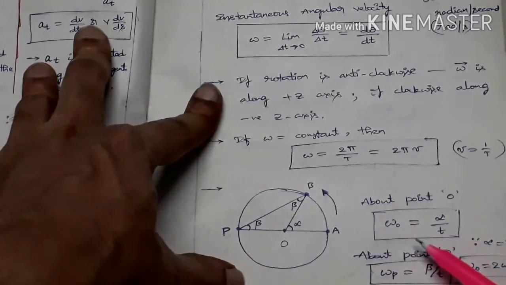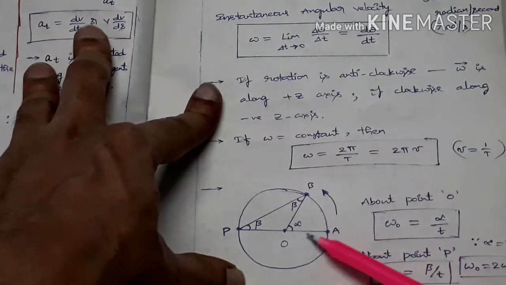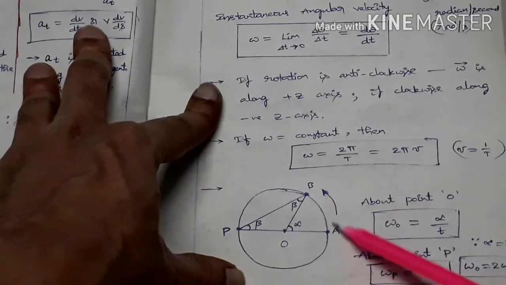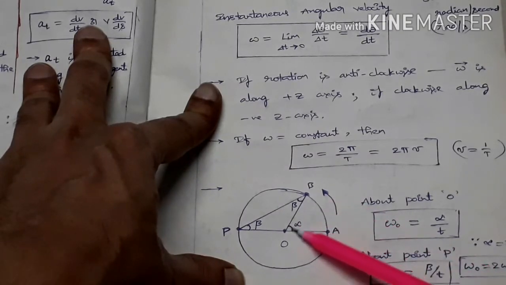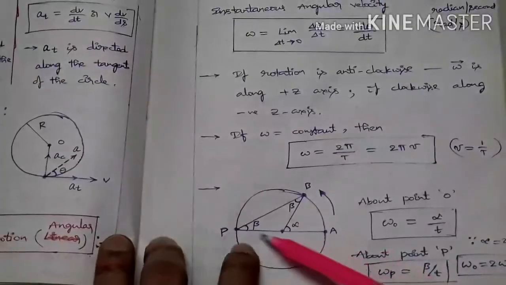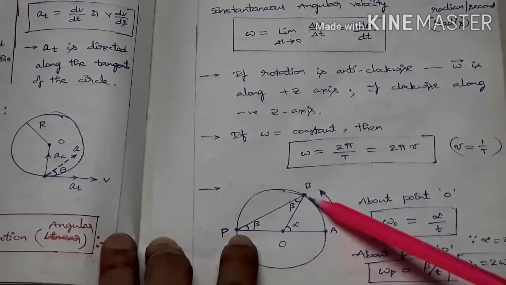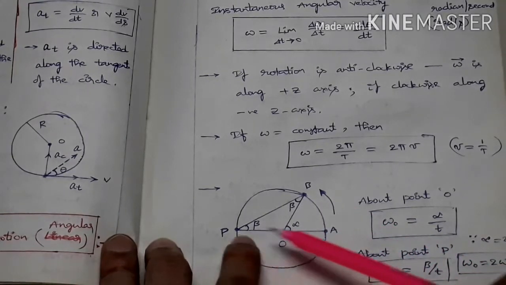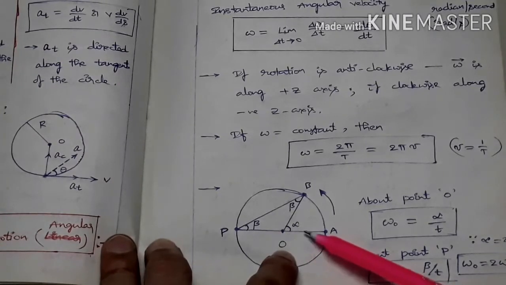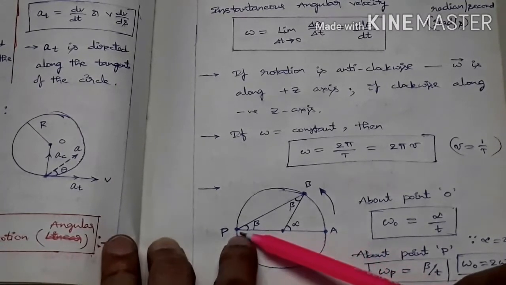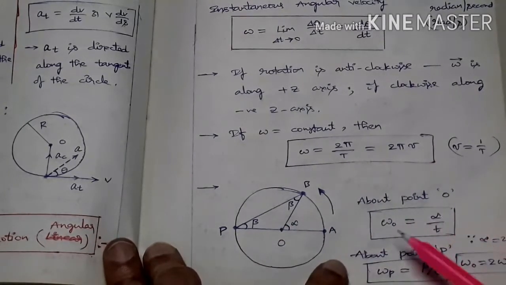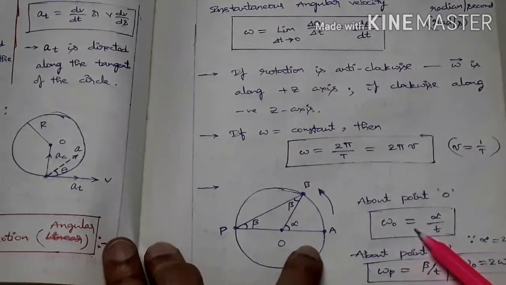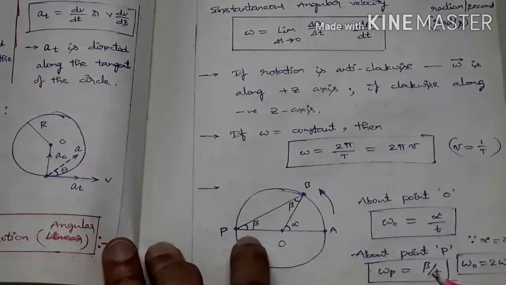Next one. What about omega about different points? Suppose let us consider circular motion of a particle from A to B. It moves from A to B, sweeping an angle alpha here. If we consider with respect to point P, this particle sweeps an angle beta with respect to point P here. With respect to point O, that is center of the circle, it is sweeping an angle of alpha here. So about point O, what is angular velocity? Omega naught equal to alpha by t. So what about this one? Omega p equal to beta by t.